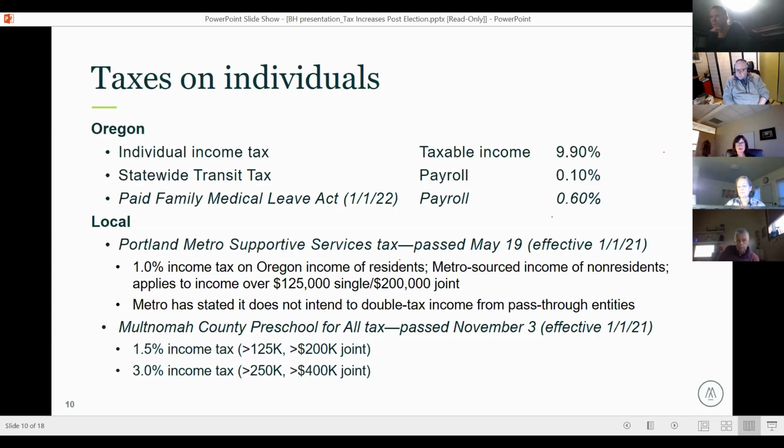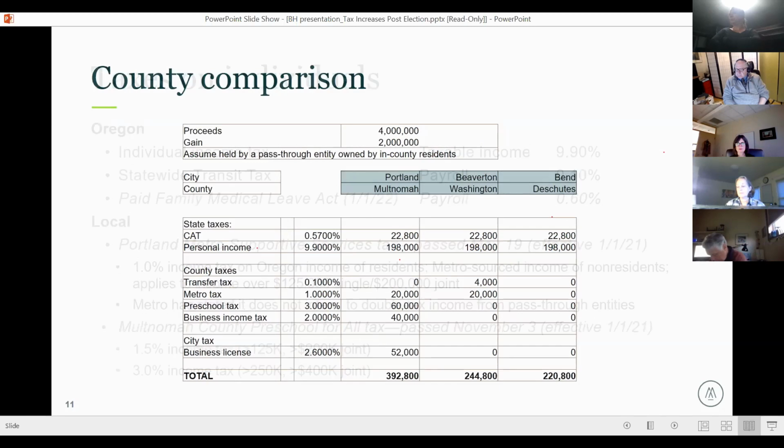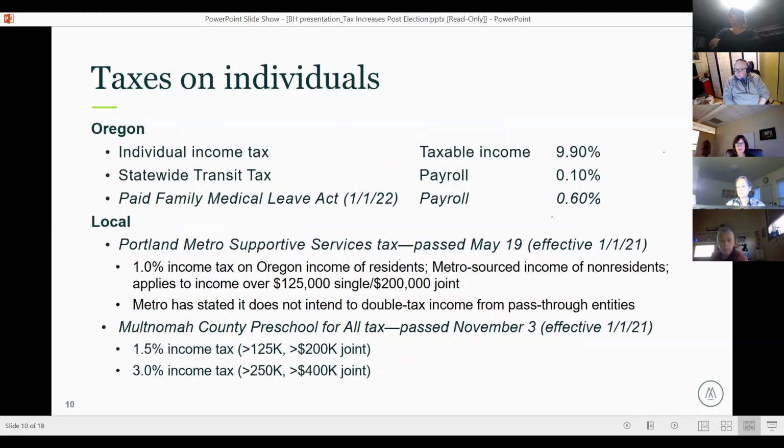Both of these ordinances allow the governing bodies to increase the tax rates if the collections are not meeting the budgeted needs. A big open area here is both of these taxes, the Supportive Housing Services and the Preschool for All tax, apply to income of non-residents that's derived from or received from sources within the jurisdiction. We do not yet have a definition of what that is.